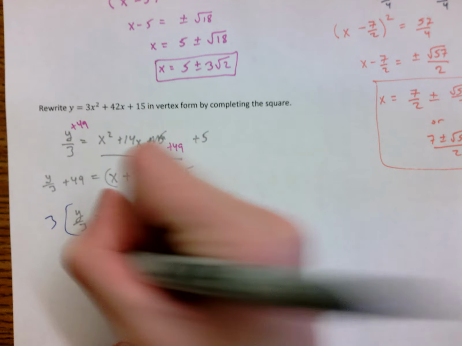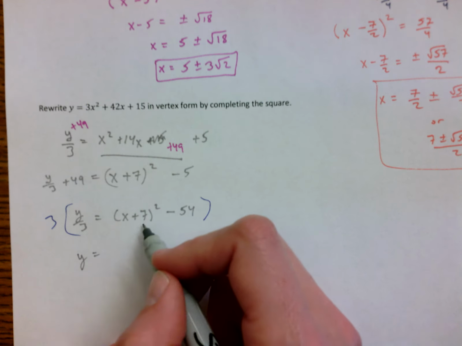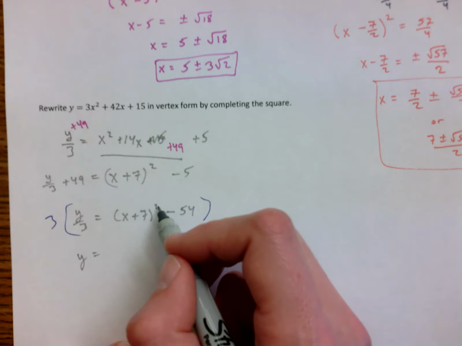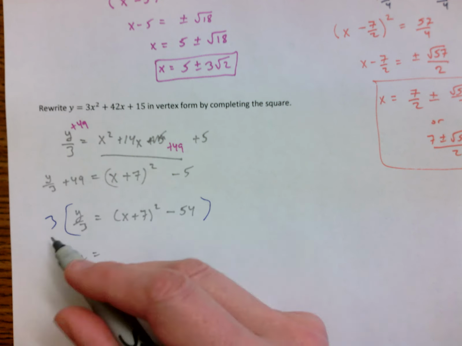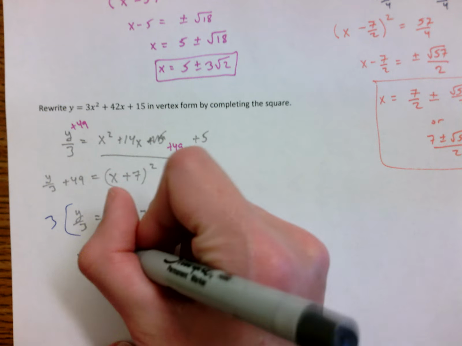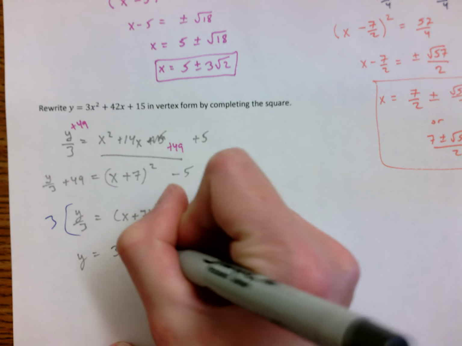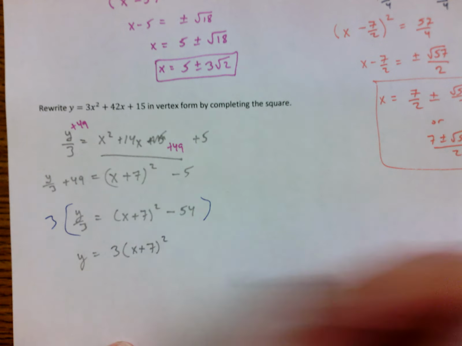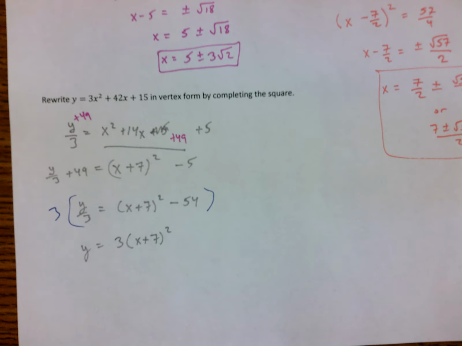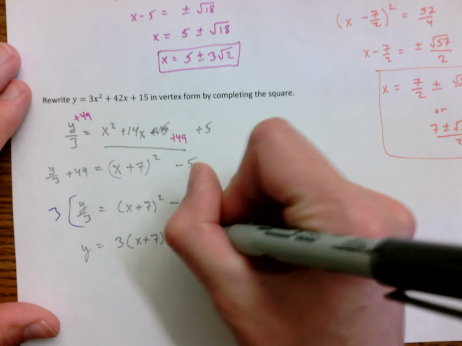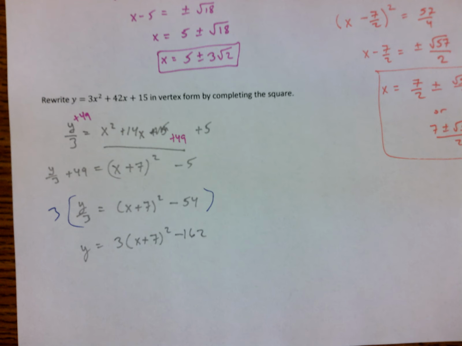When I get this set here, though, you can't distribute this 3 over the x and the 7 because the squaring goes first before multiplying in order of operations. So I'm just going to write it as 3 times (x plus 7) squared. And then 3 times negative 54 is something 162. So there's my equation in vertex form. All right, so that's where you're going to get vertex form from.